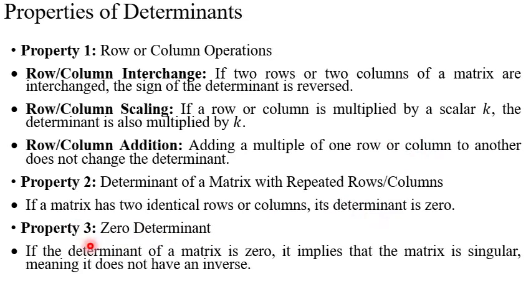So the third property we want to talk about is zero determinants. If the determinant of a matrix is 0, it implies that the matrix is singular, meaning it does not have an inverse. So we'll also talk more on this later, when we begin to look at how we can solve systems of linear equations using matrices.